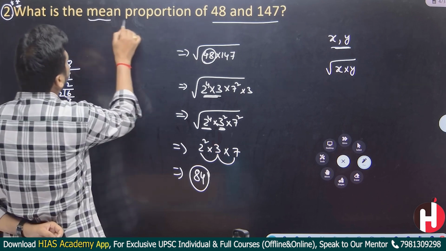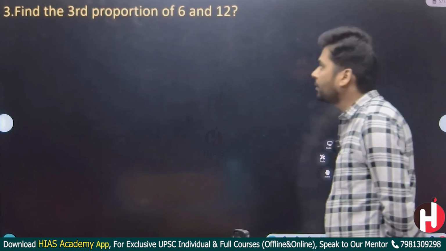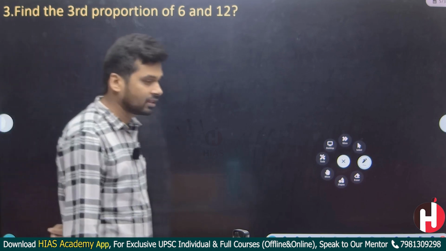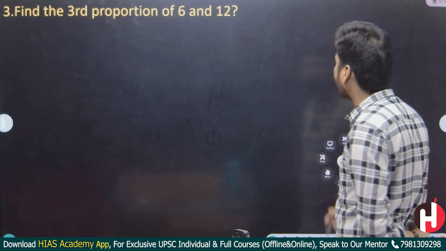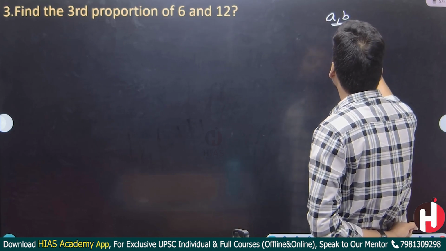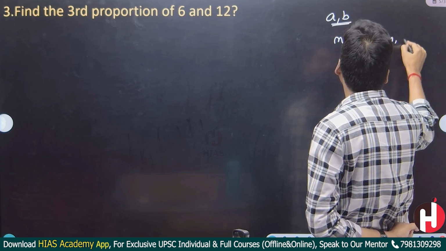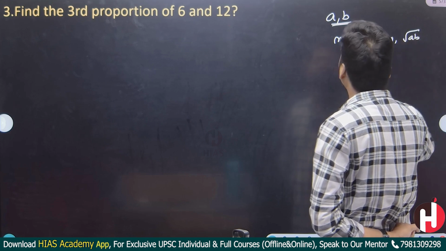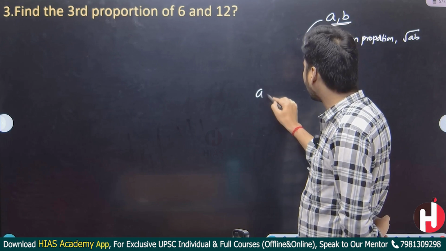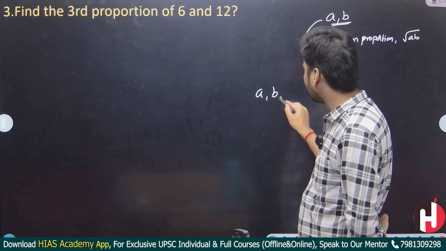Mean proportion is a very, very important concept. What is the third proportion of 6 and 12? There are two numbers. So for these two numbers, we need to find out the third proportion. So if A and B are two numbers, what is the mean proportion of the two numbers? Yes, mean proportion means the square root of AB. Same, when two numbers are given, what is the third proportion? When will it come? If it is in continued proportion.